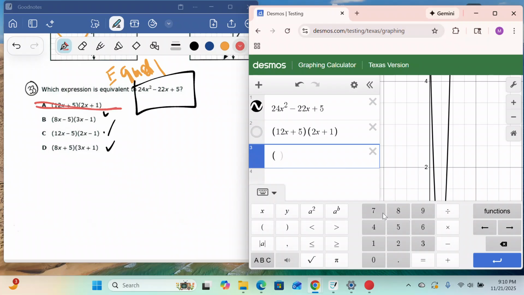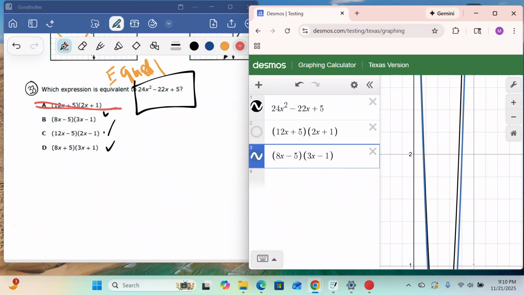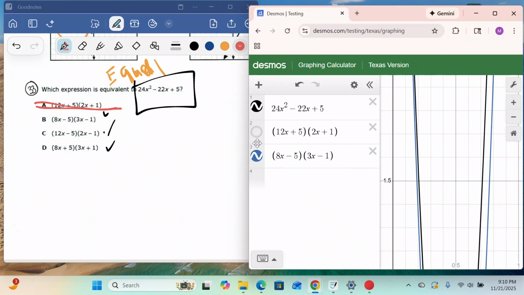I'm going to open parentheses, 8x minus 5, close parentheses. Open parentheses, 3x minus 1, close parentheses. They kind of look kind of the same, but if you zoom it in, you may say, okay, maybe this one is correct. But remember, if I take this one out and I put it back in, they're not right on top of each other. They got to look exactly the same.